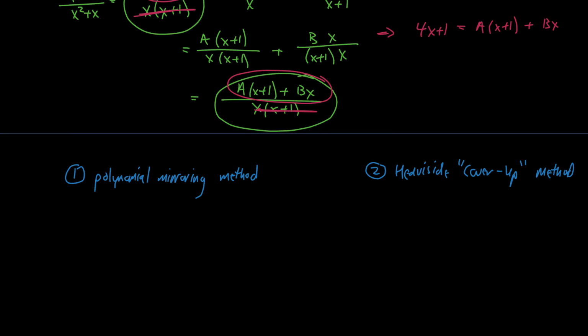Okay, so let's start off with our first method. So the first method, we're trying to mirror both sides. We're trying to mirror our polynomial. So right now, this is a polynomial.